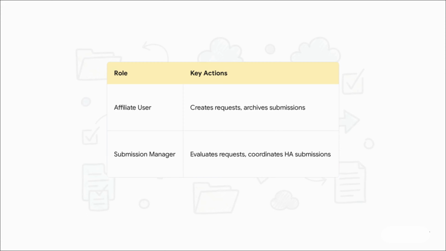The affiliate user is out there in the field. Maybe they just got a question from a local health authority. They create the request. The submission manager takes that request, evaluates it, and coordinates the execution. And then finally, the affiliate user takes the baton back to record the final submission and archive the whole package. It's really this perfect loop of teamwork.